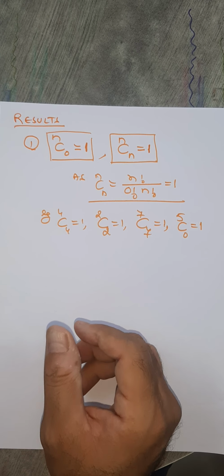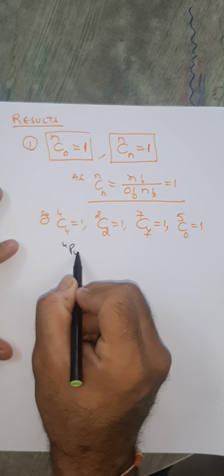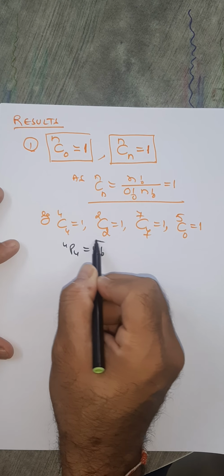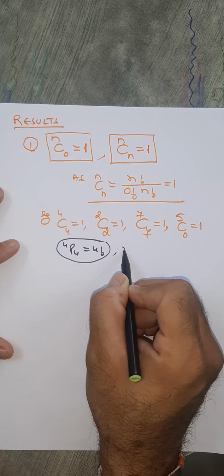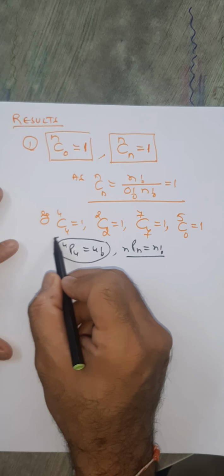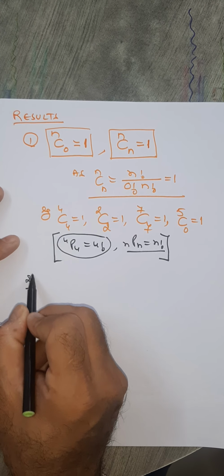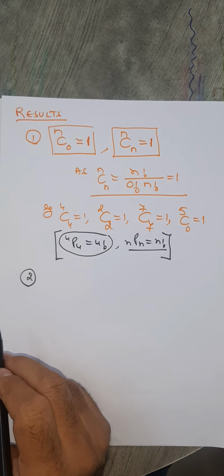Just to remind you, if you remember, what was, for example, 4P4? It was 4 factorial, remember. If you just recall nPn, that was n factorial. Okay, here it is 1, just to remind you. Okay, that's 1. That is the first result.